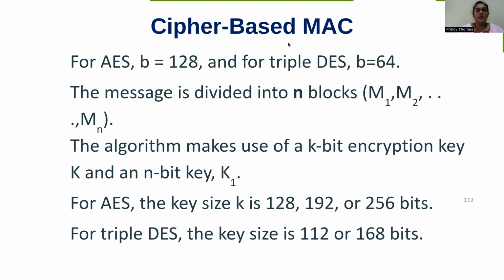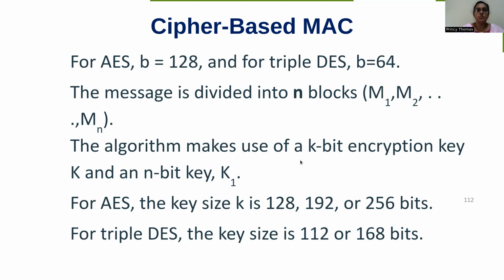In the cipher-based MACs, I told you AES or triple DES can be used. If it is AES, then b will be equal to, that is the block size. We have seen AES and triple DES, so we know that the block sizes are 128 for AES and 64 for triple DES. So the message is divided into n blocks. If it is AES, each block will be 128 bits. If it is triple DES, each block will be 64 bits. So the whole message is going to be divided into n blocks.